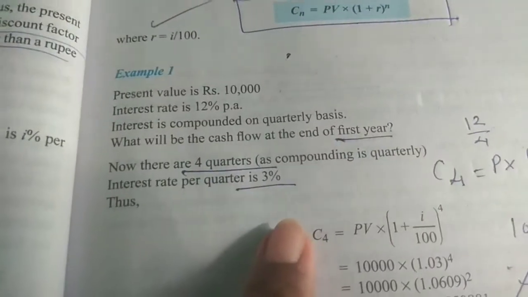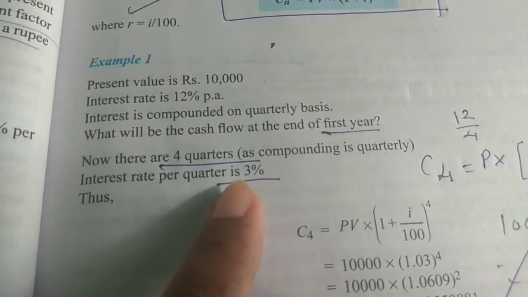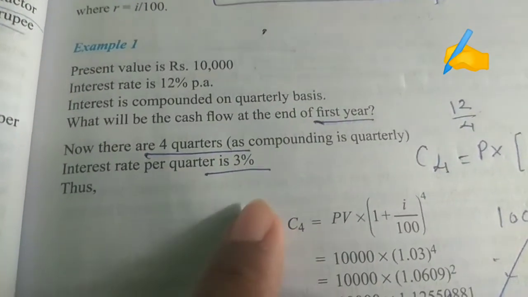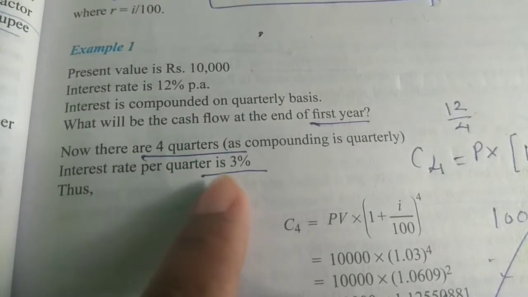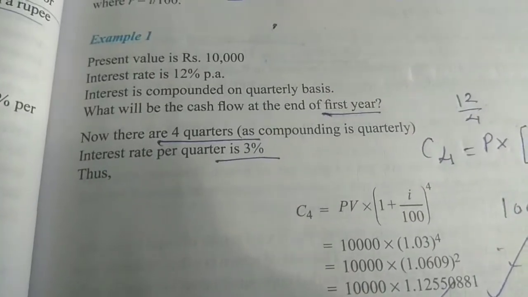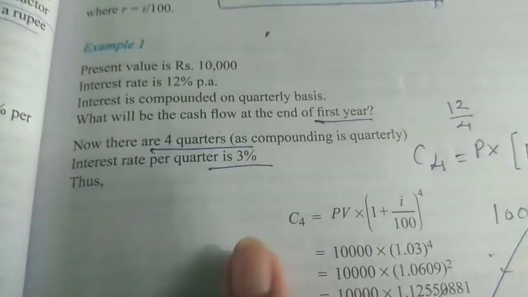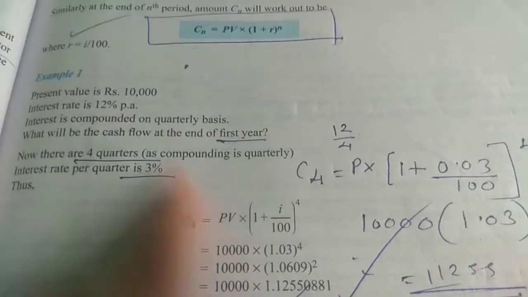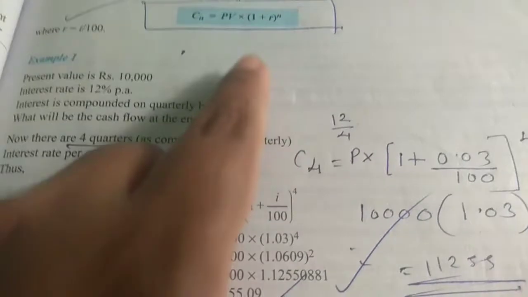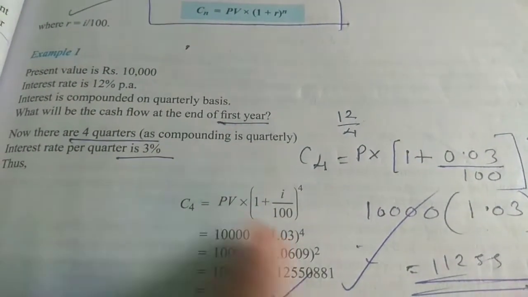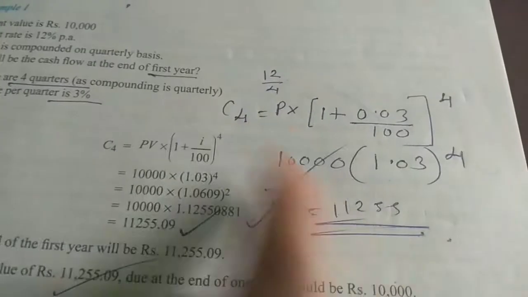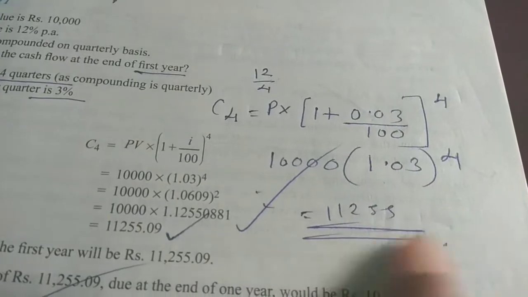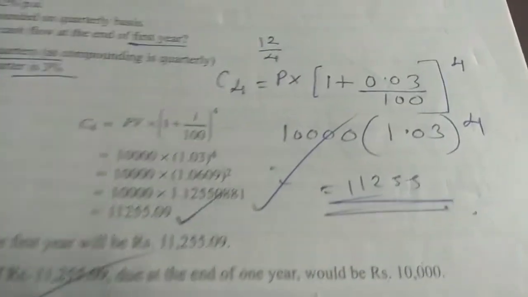Here one question is given. Present value is rupees 10,000. Interest rate is 12% per annum. Interest is compounded on a quarterly basis. What will be the cash flow at the end of first year? We are compounding it quarterly, that is 4 quarters, and the interest rate per quarter is 12 by 4, that is 3%. Therefore, we use the equation C4, that is for 4 quarters, C4 equal to present value into 1 plus R by 100. R is the interest rate, that is 3 by 100. That is P into 1 plus 3 by 100 all raised to 4. That is 10,000 into 1.03 all raised to 4, which is 11,255.